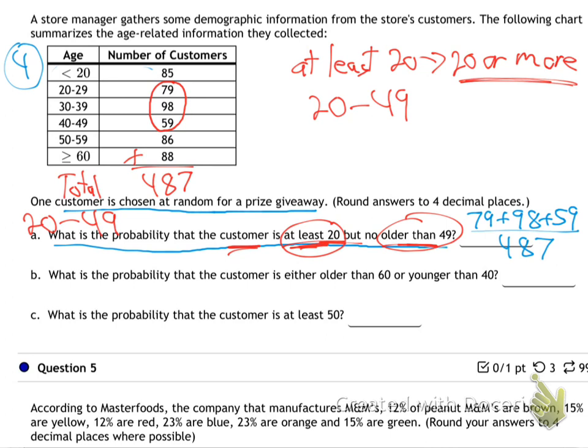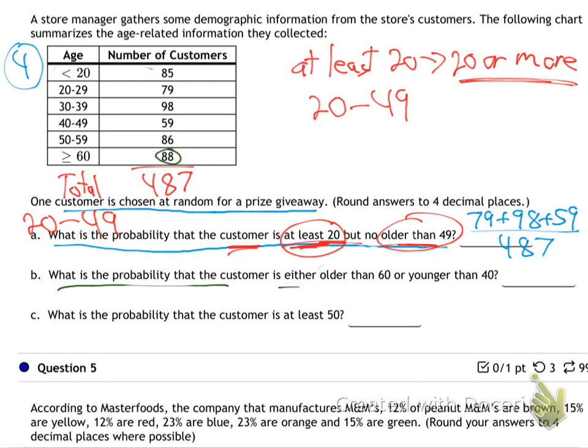Get the idea there? Part B. What is the probability that the customer is either older than 60 or younger than 40? Older than 60. How many people are older than 60? It's 88. And it says or. What do we always do with or? Or means add. That's the theme of the night. Or means add. And means multiply. Or, so 88 plus. I'll put it over here. 88 plus. Younger than 40. How many are younger than 40?